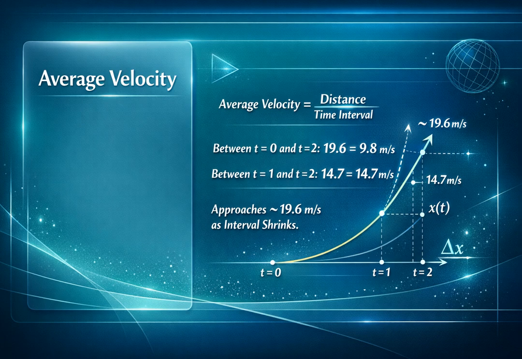Between t equals 0 and t equals 2 seconds, the body falls 19.6 meters, giving average velocity 9.8 meters per second. Between t equals 1 and t equals 2, it falls 14.7 meters in 1 second, giving 14.7 meters per second. As we make intervals smaller, the average velocity approaches about 19.6 meters per second.